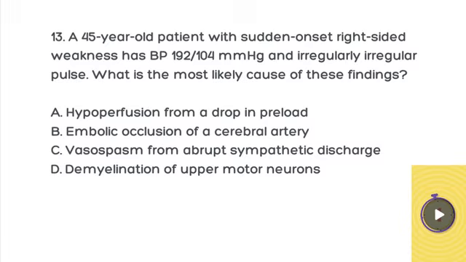Okay, so question number 13, B is the correct answer. Irregular pulse is actually atrial fib that increases the embolic stroke risk. A is incorrect because hypoperfusion causes syncope, not focal deficits. C is also incorrect because vasospasm doesn't produce unilateral deficits. And D is incorrect because demyelination is gradual, not sudden as what the question is presenting.